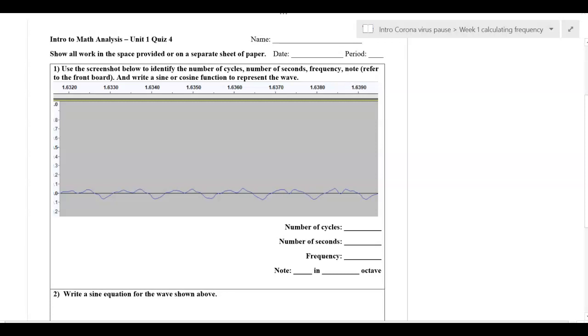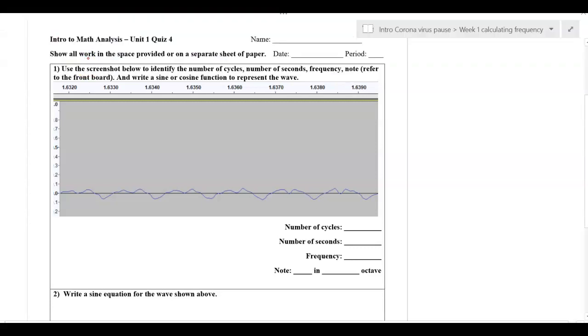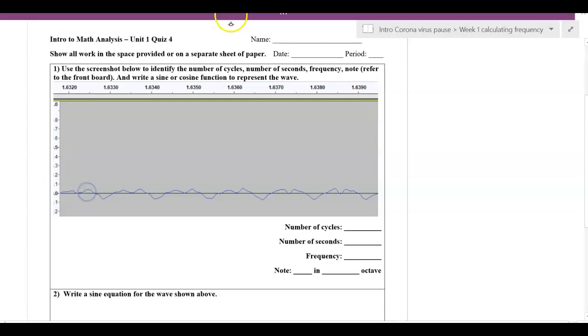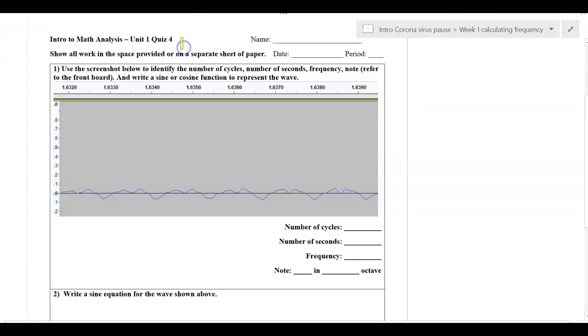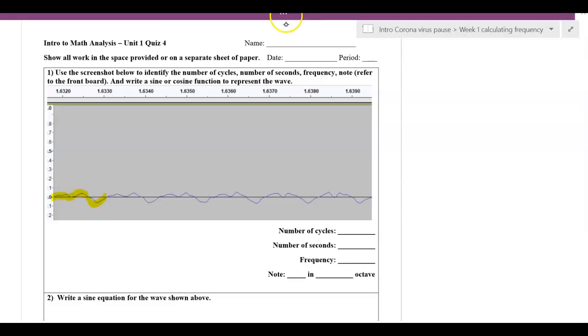All right, so I'm going to use the problem from the most recent quiz you guys took to talk about calculating the frequency. So I see kind of this portion here. Actually, let me use a highlighter. I'll highlight what I see as one cycle. I see a pattern where we have this lumpy part above, then it comes below, and then it stops. So that's kind of what I see as one cycle.